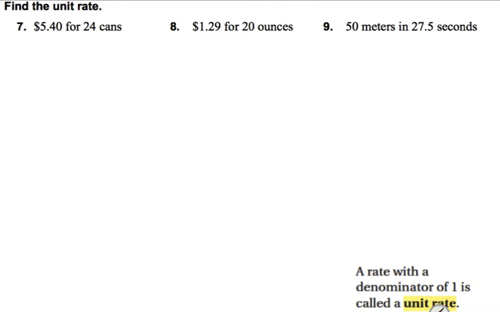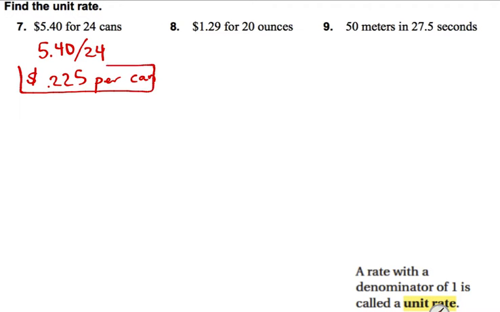All right, find the unit rate. For finding unit rates, you just need to divide. $5.40 divided by 24 cans, that's $0.225 per can. Okay, next, $1.29 for 20 ounces. We're going to take $1.29 and divide by 20 ounces. 1.29 divided by 20 is 0.0645. This is going to be dollars per ounce.